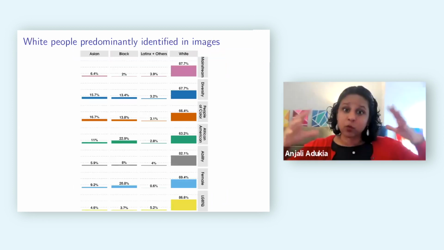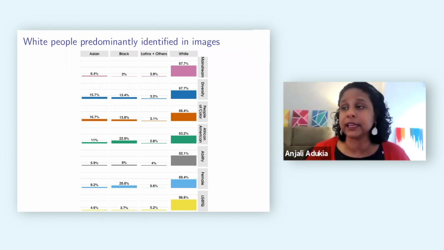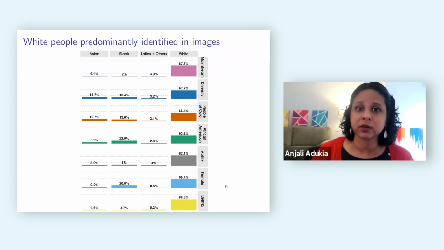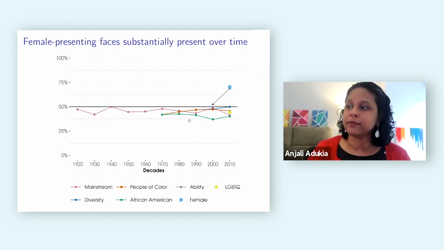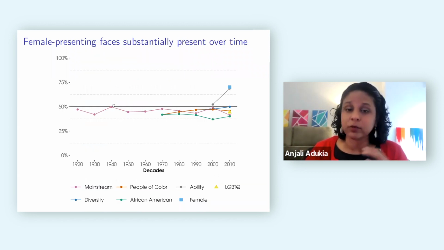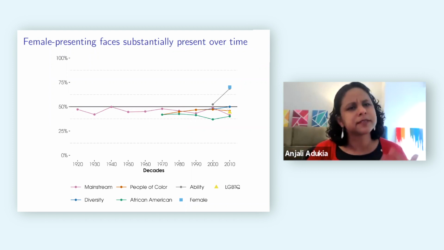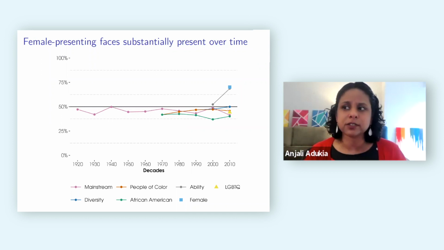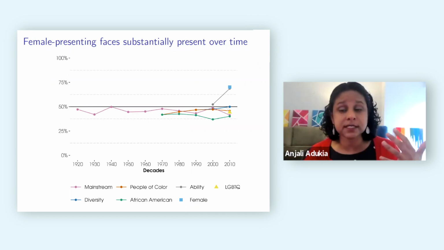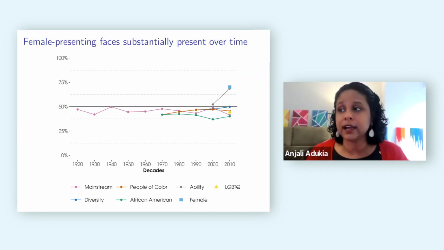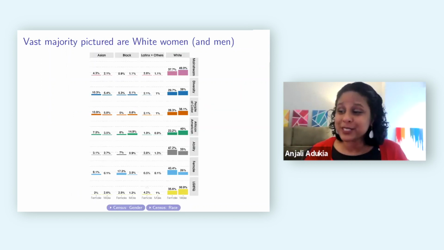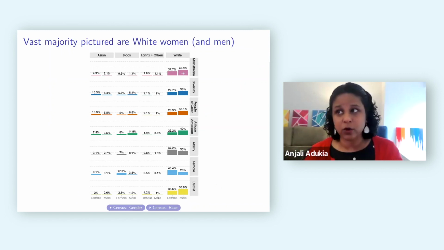And we see that people who are white are predominantly identified in images, regardless of the collection. And when you dig deeper into this, you see that faces that are identified as being female are substantially present over time, still on average for most collections less than 50%, but still more than one might expect, especially going back in time. But then, when you see who these people are, they are predominantly white women and of course, white men.